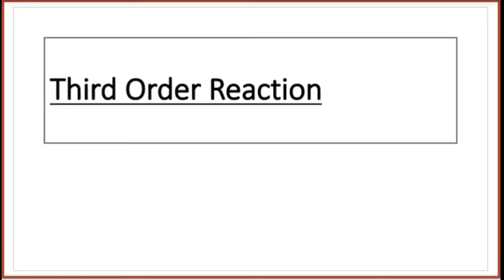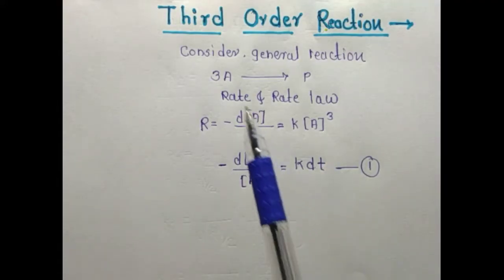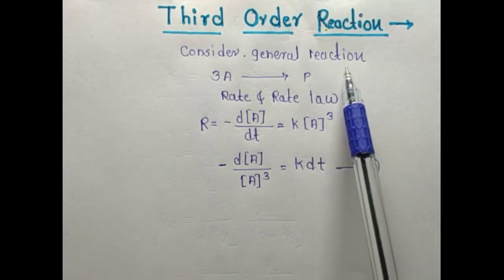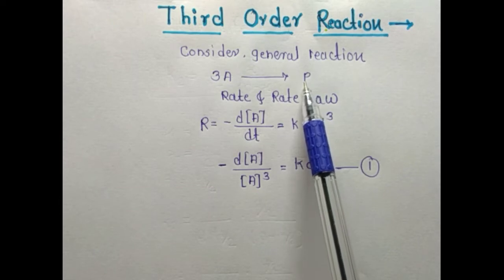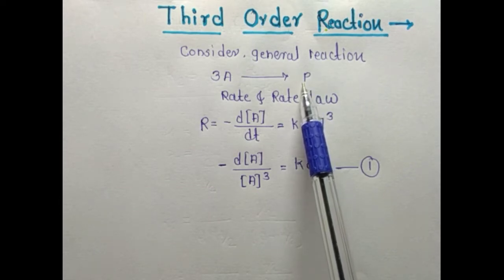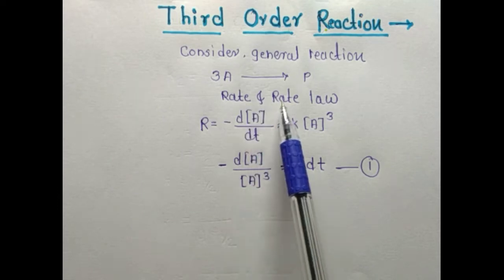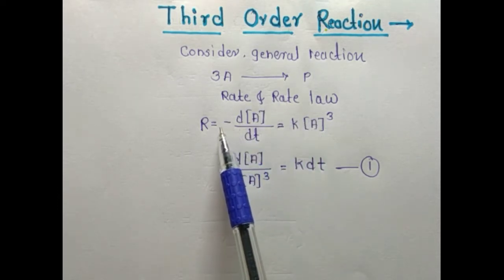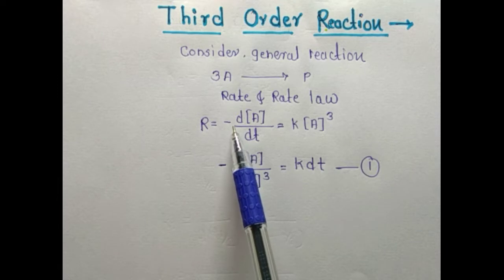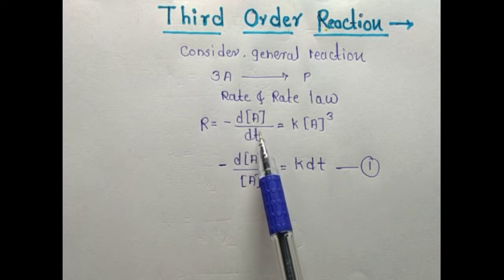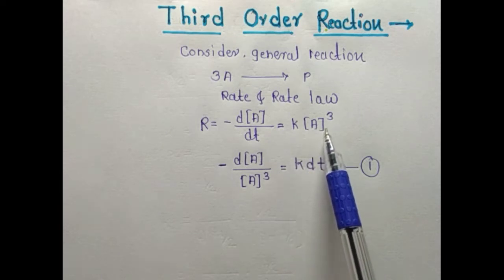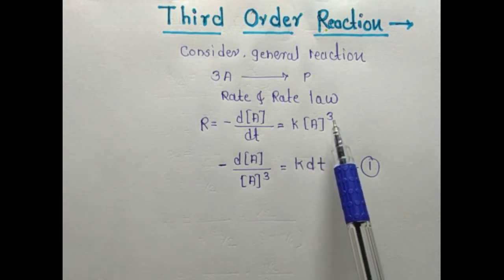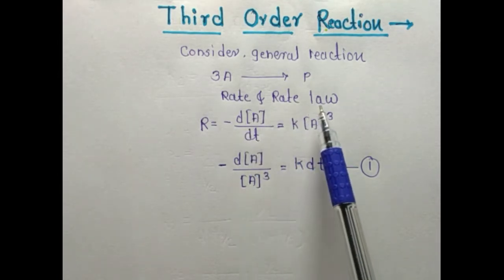The expression for third order reaction. First, we have to consider a general reaction: 3A gives product. This is our general reaction. For this general reaction, the rate and rate law is: R is equal to minus change in concentration of reactant A upon dt, is equal to K into concentration of reactant A raised to the power 3. This is our rate of reaction and rate law.